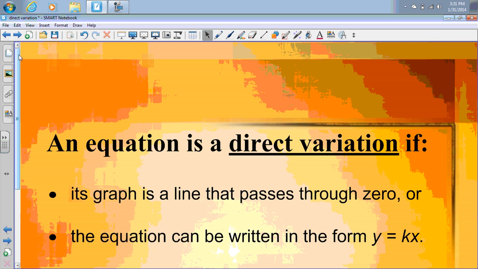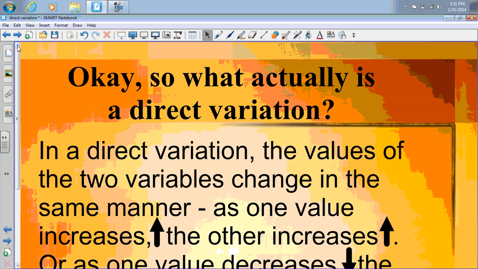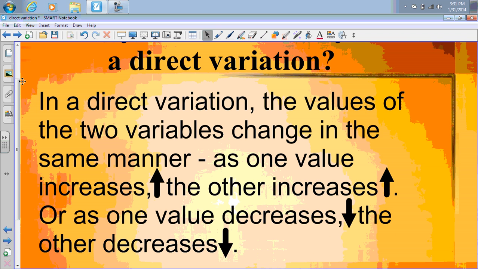An equation is a direct variation if the graph passes through 0, and the equation can be written in the form y equals kx. When it says a graph that passes through 0, you're going to have your xy axis, and it's going to go through the origin of your graph. Okay? So what is actually a direct variation? A direct variation is when you have two variables, and as one value increases, the other value increases, and as one value decreases, the other value decreases.